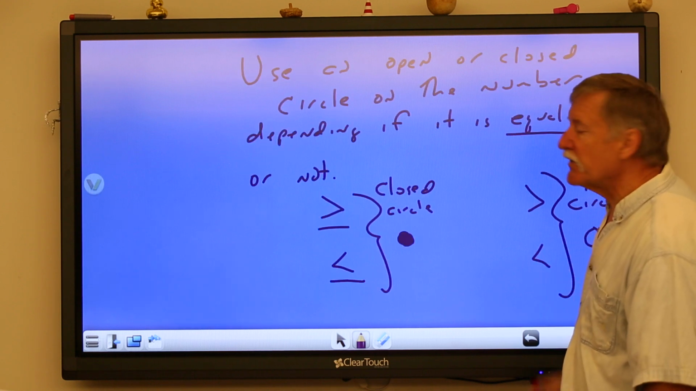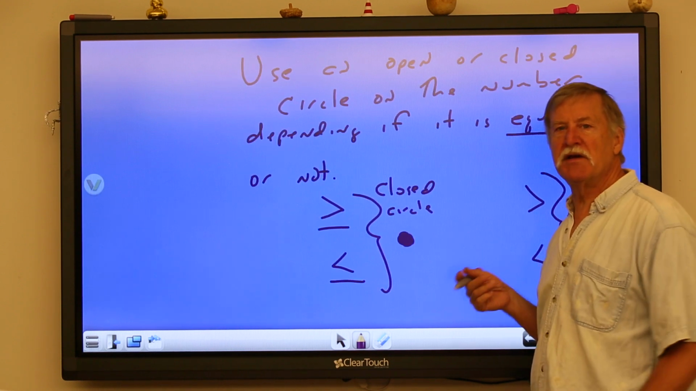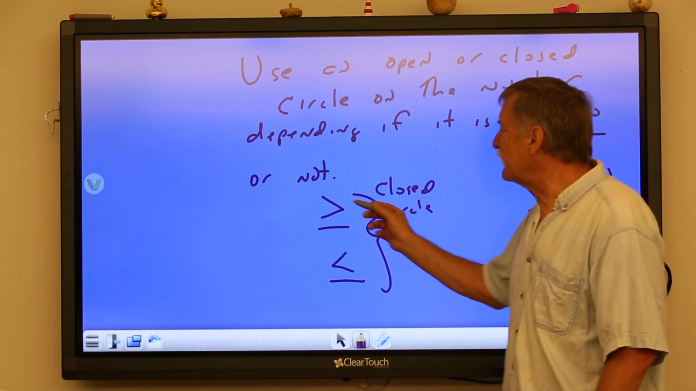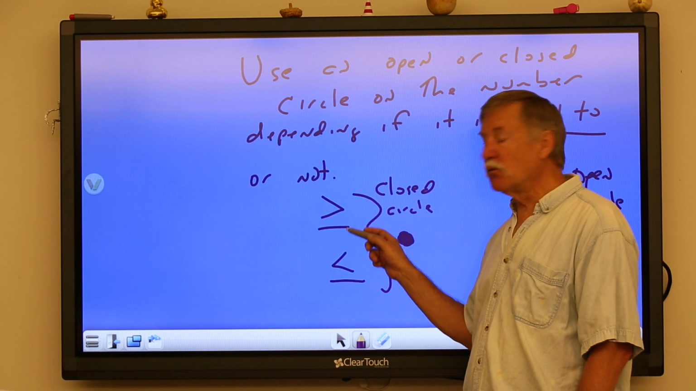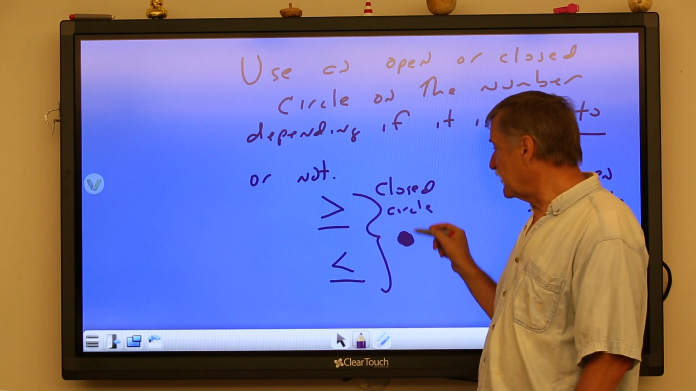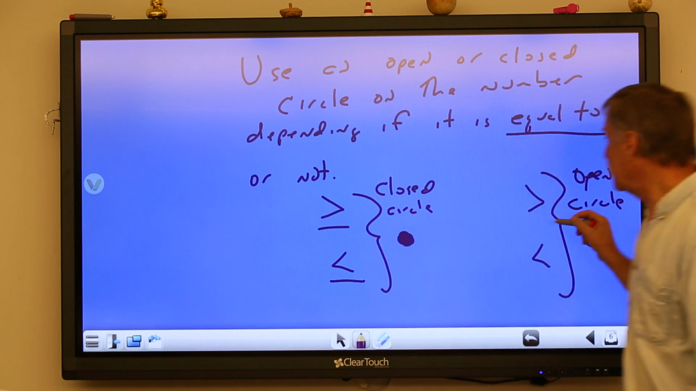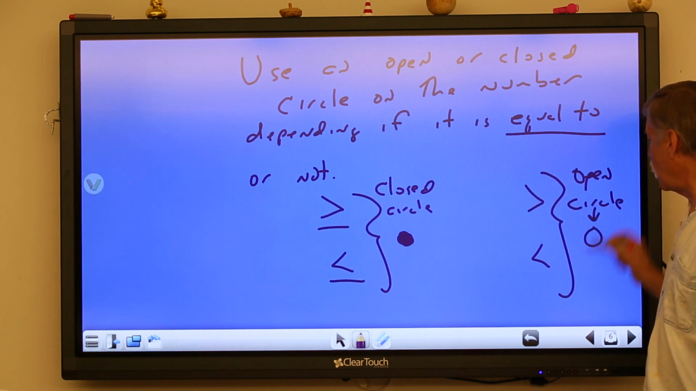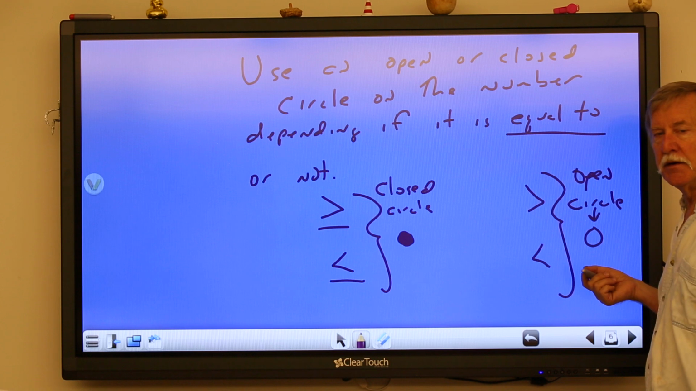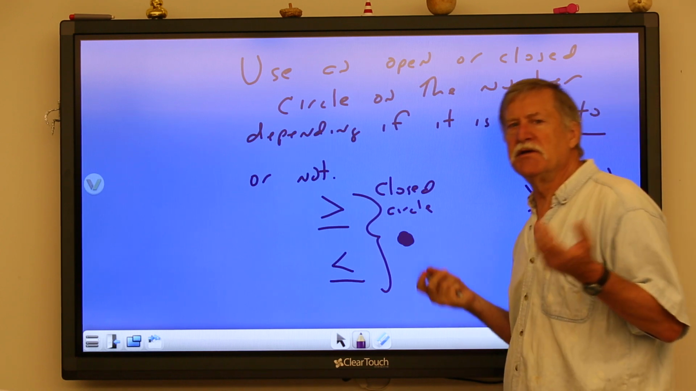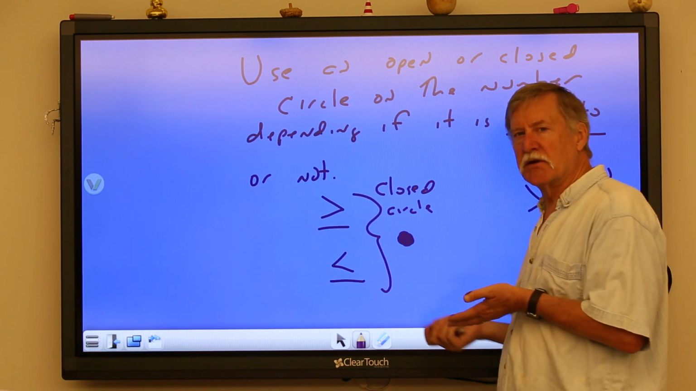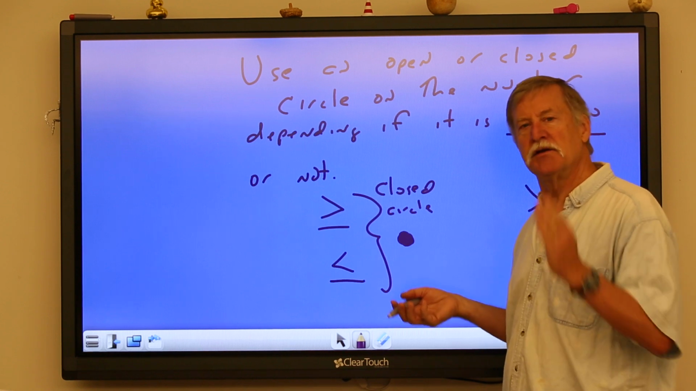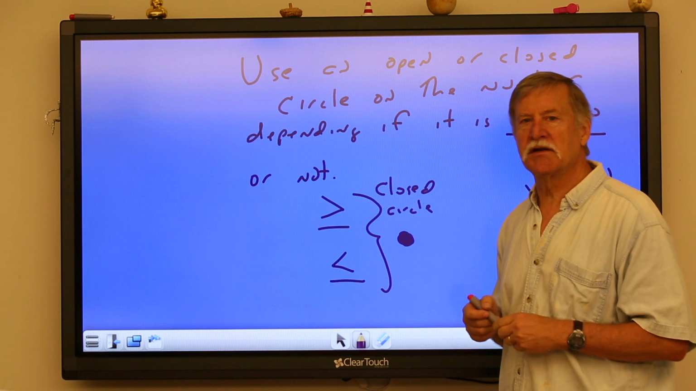All right, so there are some patterns that we can use to make graphing inequalities easier for us. And that is very simply that if the inequality symbol has this equal to sign, then it's going to be a closed circle. If the inequality is simply greater than or less than, we use an open circle on the number. So that's the first thing: do we use an open circle or a closed circle? And the second thing you have to decide is which direction to shade. Do you shade to the right or do you shade to the left?